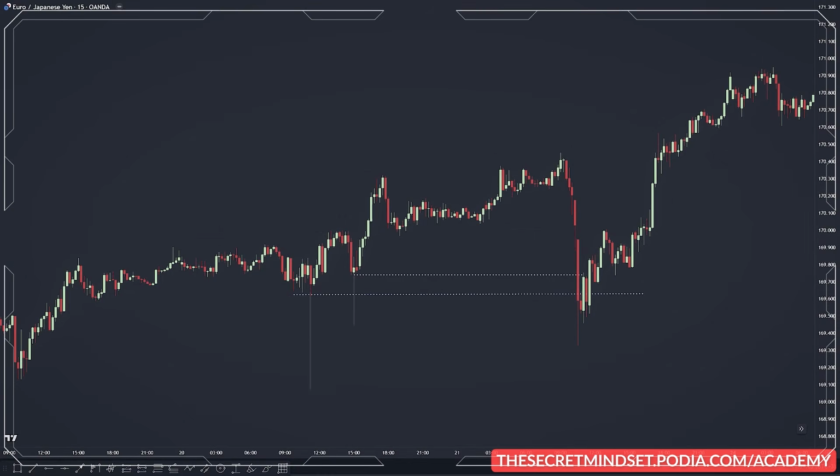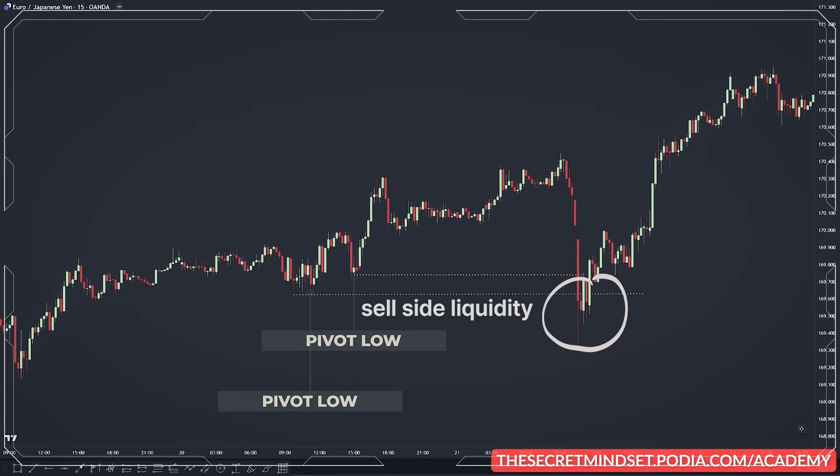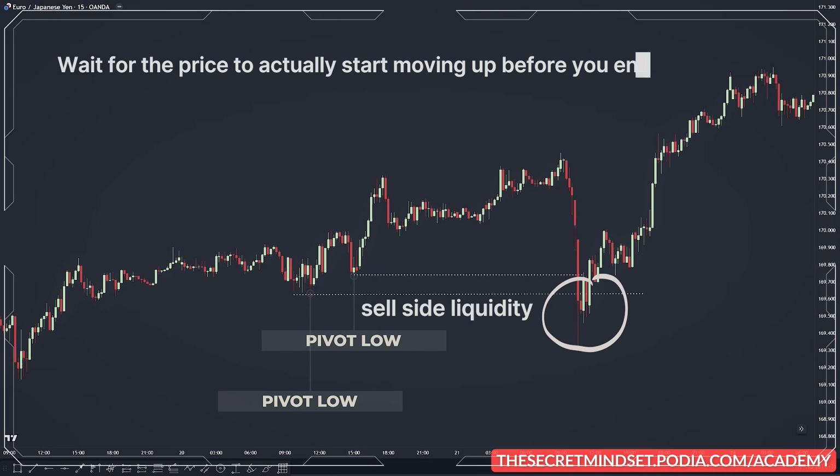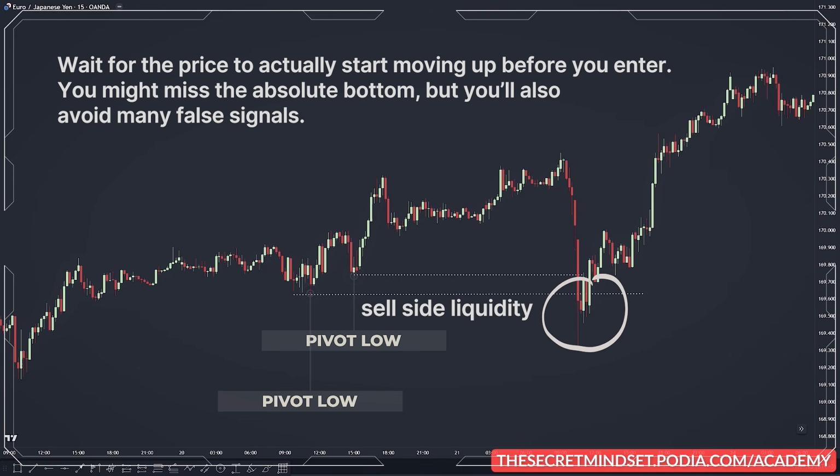And you need to be patient. If you're looking at a bullish inducement setup, where you think the price will go up after tricking people into thinking it's going down, wait for the price to actually start moving up before you enter. You might miss the absolute bottom, but you'll also avoid a lot of false signals. Market structure mapping will make the difference here.